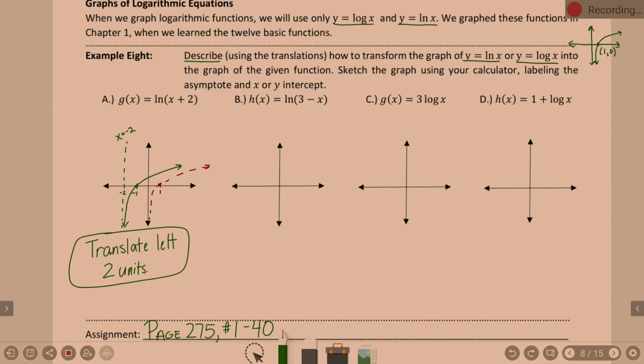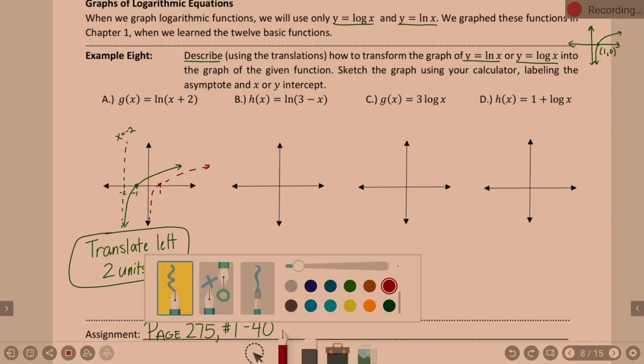Natural log of x plus 2. Okay? The red is the original. The blue is it moved left 2. Now, the problem says to sketch the graph using your calculator, labeling the asymptote and the x or y intercept. We labeled the asymptote, or I did, x equals -2. My x-intercept is -1. And that's what we're looking for, just the x-intercept there.